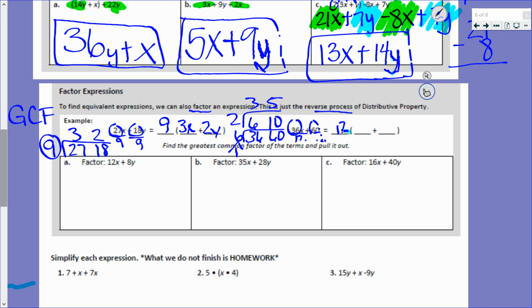36 divided by 12 gives me 3x. 60 divided by 12 gives me 5. So if I were to multiply that back out, I'd get where I started. Make sense? 12 times 3x plus 5. So it came out as 12 times 3x plus 5. Hopefully that's a little more clear.